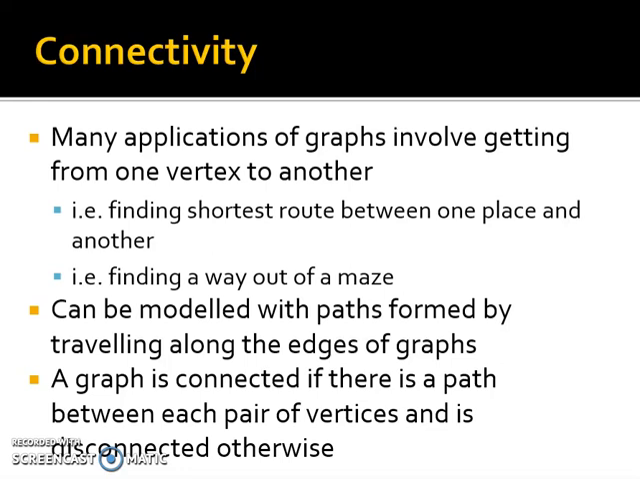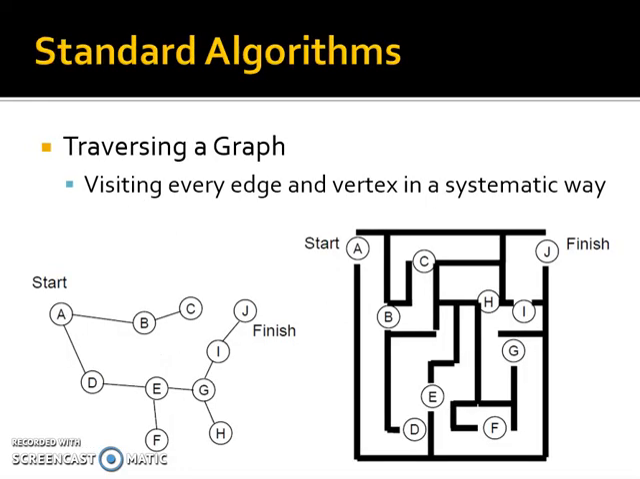So if there's a path between vertices, then we can find out what that is, otherwise we can disconnect and find a different route. So we have standard algorithms for doing this. And here's an example of a graph on the left hand side. And this is a representation of this maze. So the A is the start, and you've got J there as the finish point. But how do we get the shortest path, and how do we actually find the route from A to J? So we have to visit every edge and vertex in a systematic way to find that.